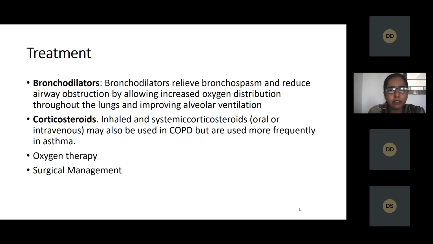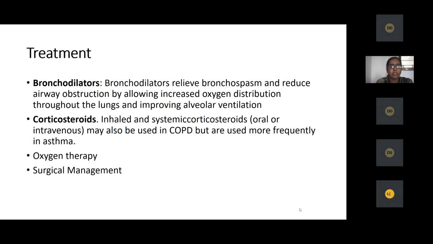Now the modern line of treatment for COPD is mainly bronchodilators. They give short-acting and long-acting bronchodilators depending on the patient's condition. Bronchodilators relieve bronchospasm and reduce airway obstruction by allowing increased oxygen distribution throughout the lungs and improving alveolar ventilation.